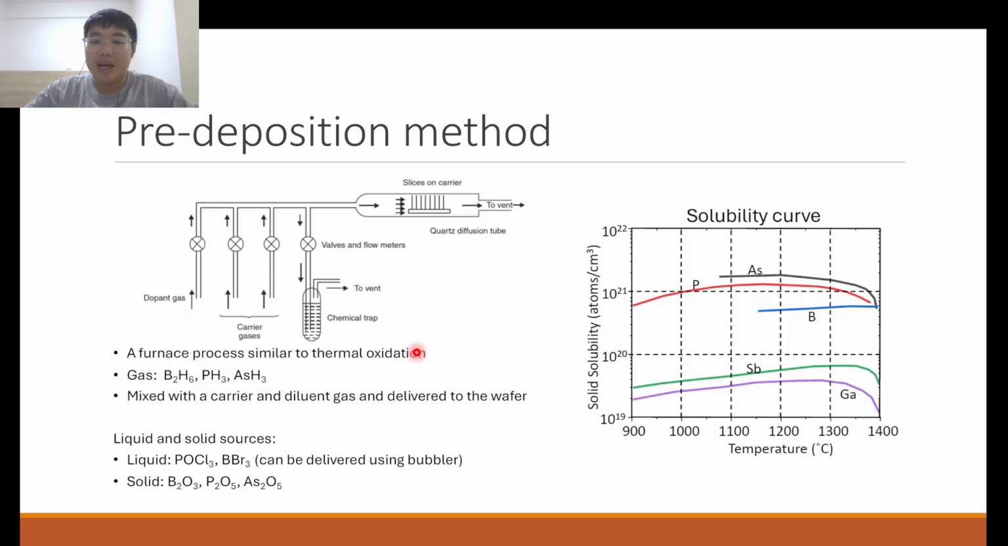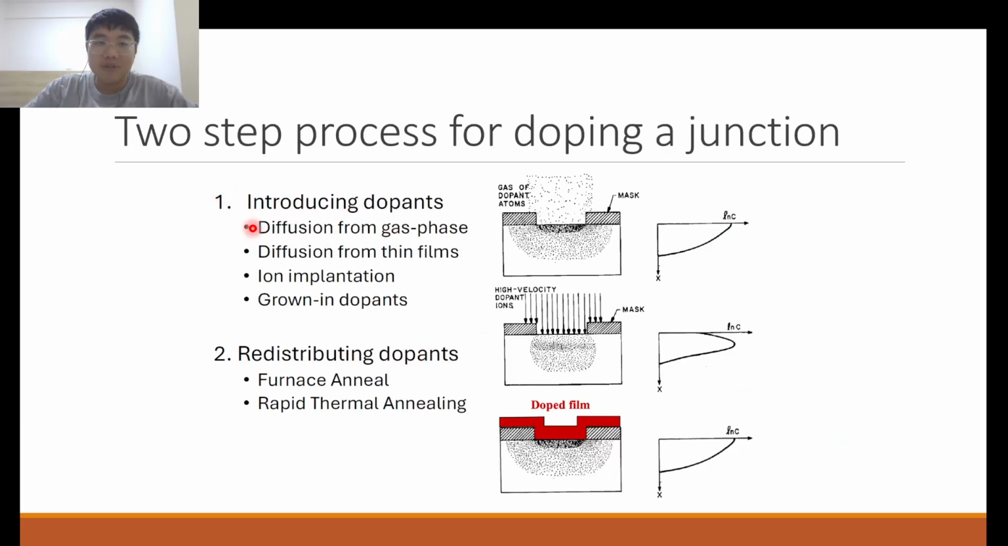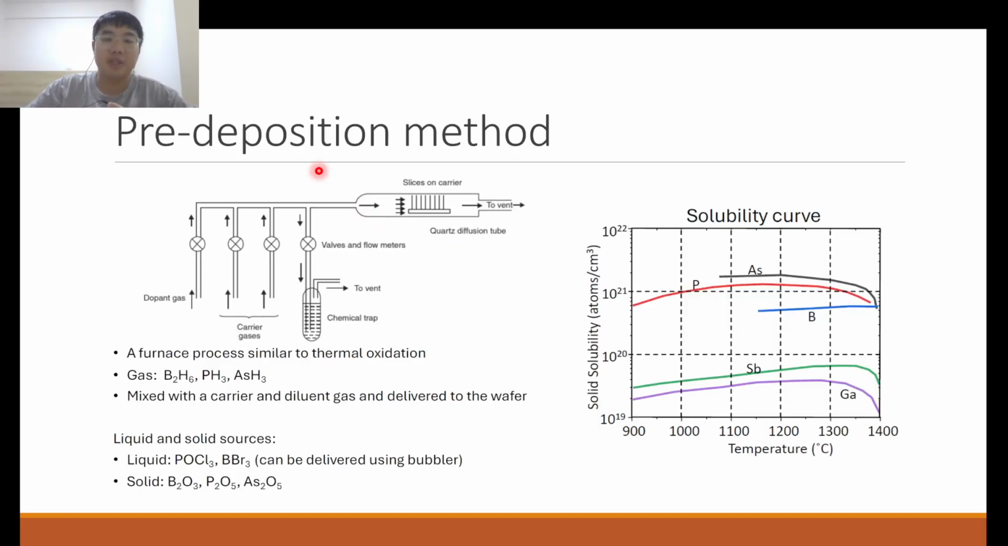So let's take a look at the pre-deposition method. These first two methods involve diffusion of the dopants into the material. It's not diffusion of dopants that are already within the material, but diffusion as a method to get the dopants inside the material in the first place. These methods are sometimes called pre-deposition methods because you're depositing it first, as a preliminary step before we drive the dopants into the material. I'll just use that term to refer to it here.